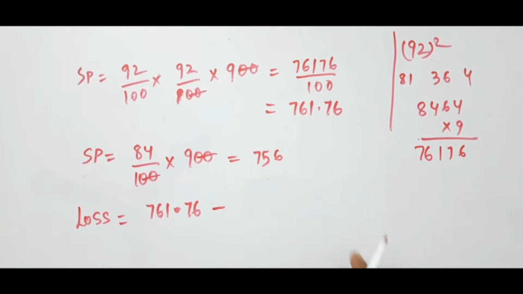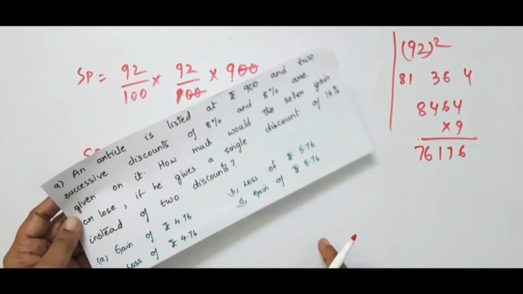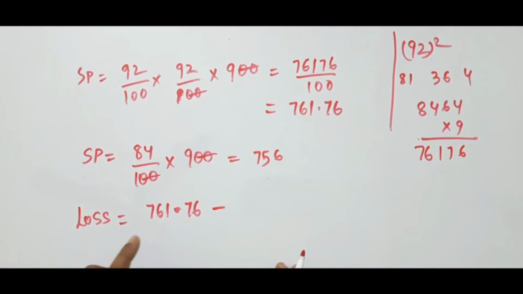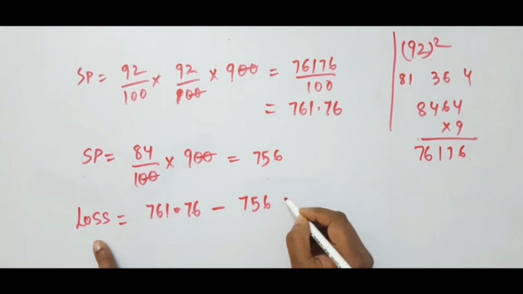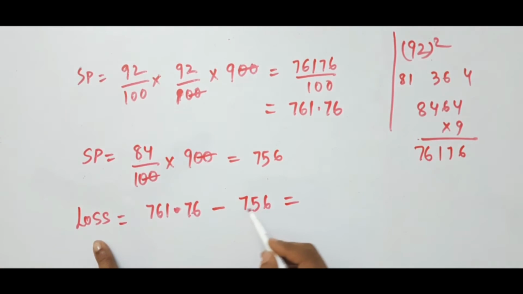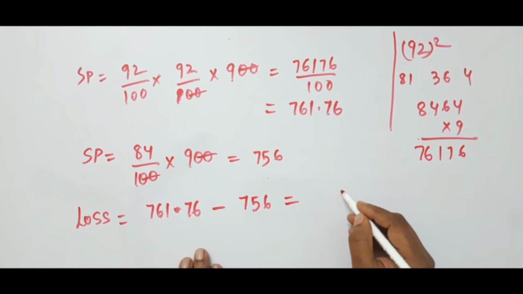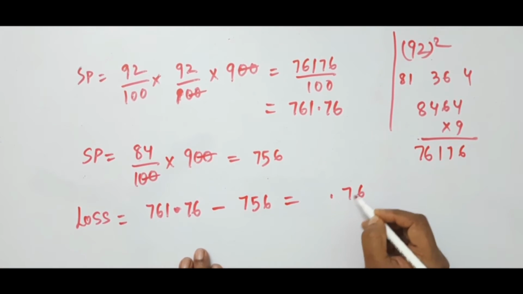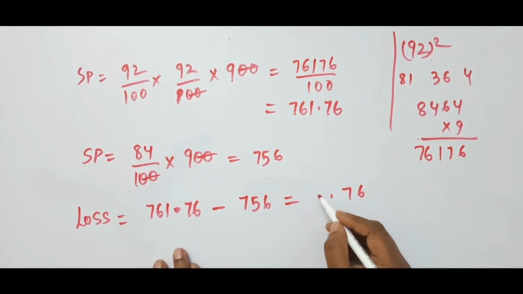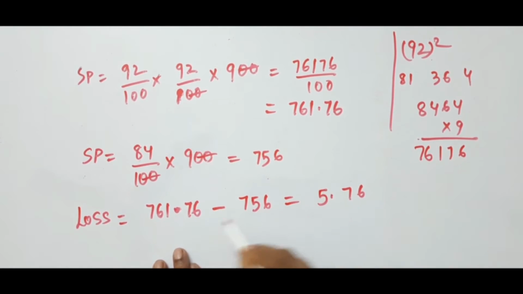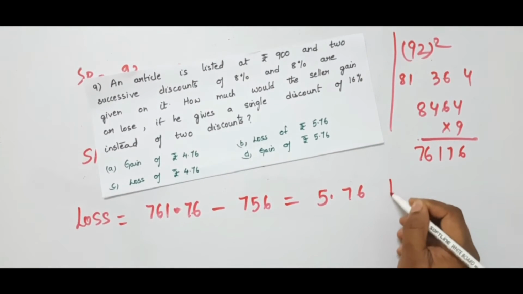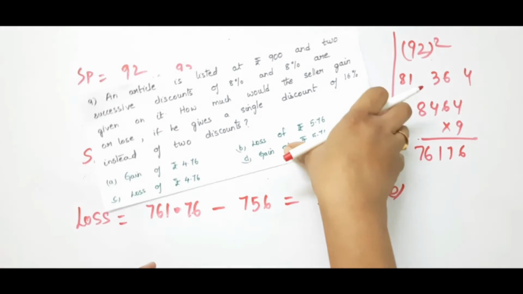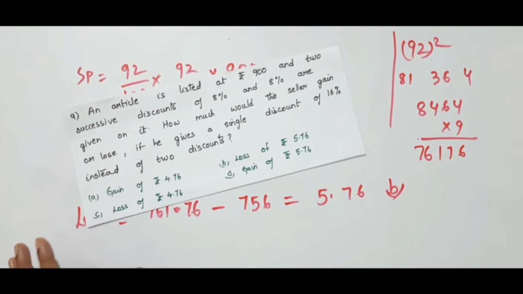So now we have to find how much would the seller gain. Is it not? How much amount? Gain or loss? The amount he lost is nothing but 756. Subtract this point, this minus this. You will be left with 0.76. And 11 minus 6 is nothing but 5, and here it is 5, so 0 0. So we got 5.76. Let us go to the options and check where it is. It is option B. Okay. In this way you have to solve this type of problems. Now let us go to next problem.